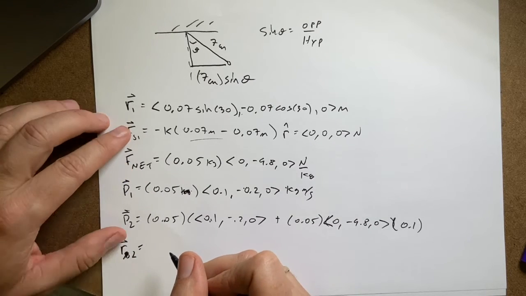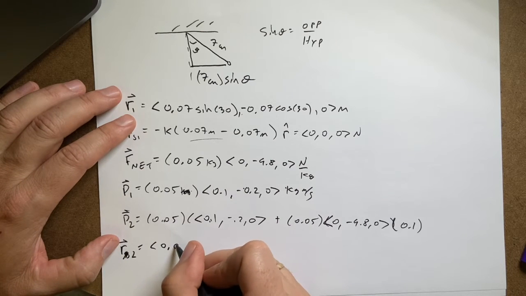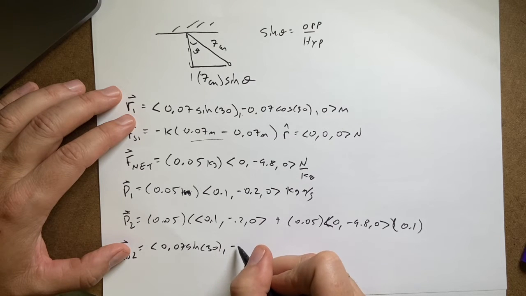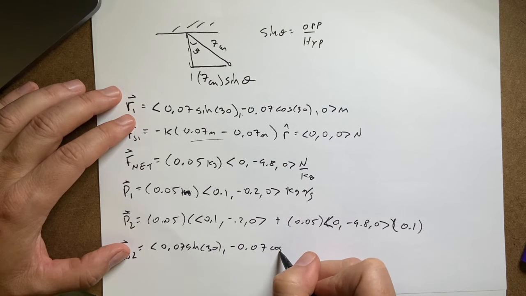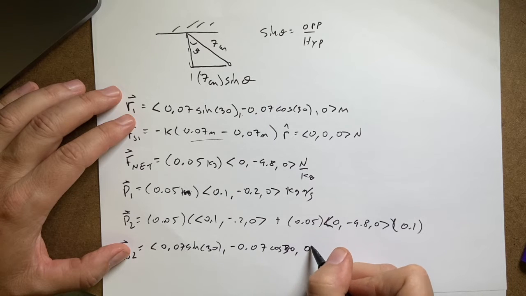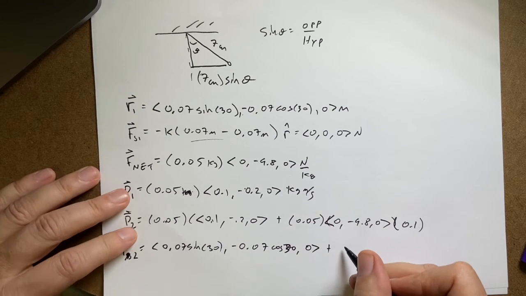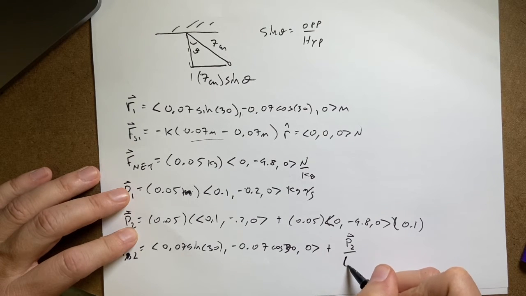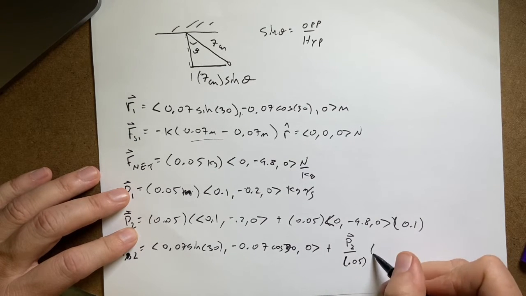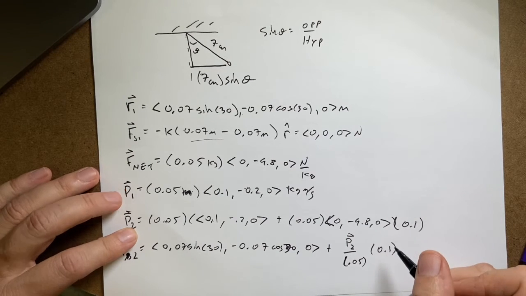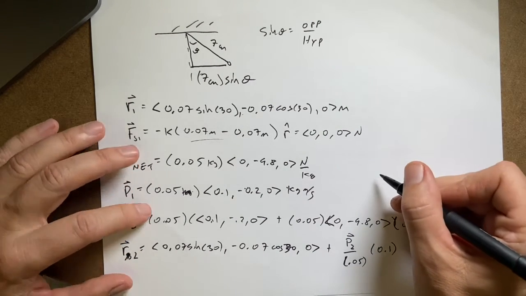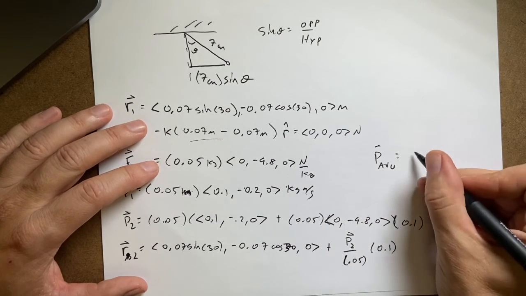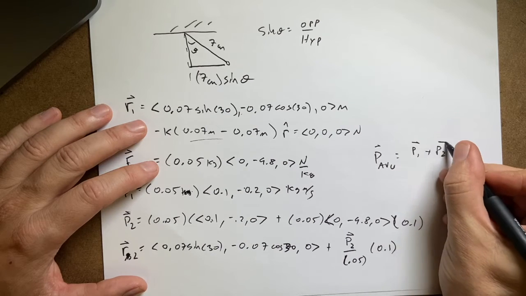It's going to be R1, which I just wrote down, 0.07 sine 30, negative 0.07 cosine 30, 0, plus P2, which I haven't calculated yet, so I'm just going to write that as P2 over M, which I do know, 0.05, times delta T, 0.1. Now, what if I wanted to do it the other way? I could replace this with P average. P average is going to be P1 plus P2 over delta T.